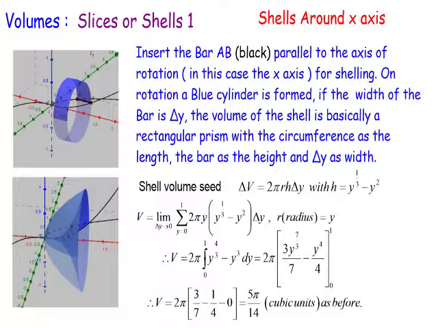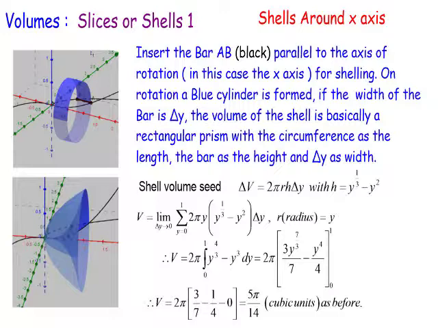Now, obviously the width, because the bar is moving up the y-axis, is going to be delta y, and the y bounds are 0 to 1, as are the x bounds in this case. Because we're moving it through the area from 0 to 1 up the y-axis, its bounds are y and its thickness is delta y. This helps us generate the volume seed.